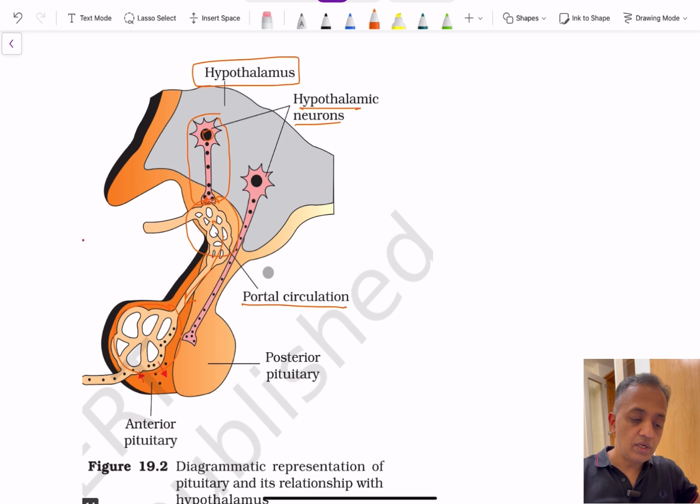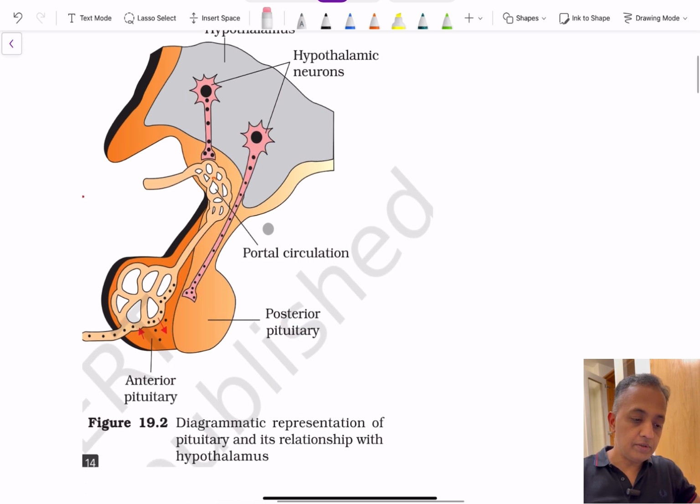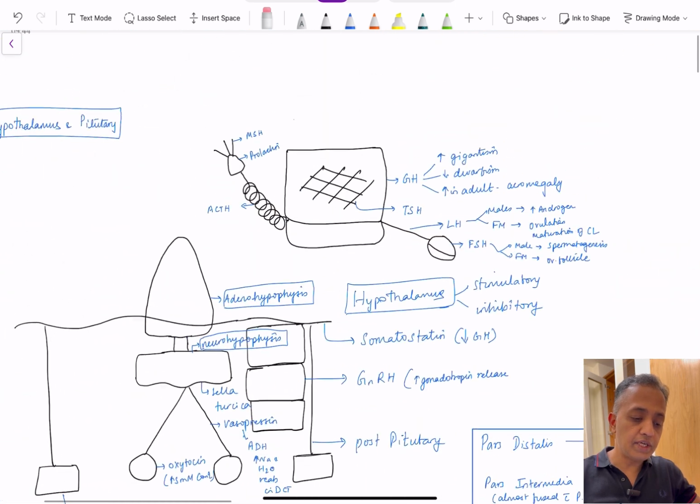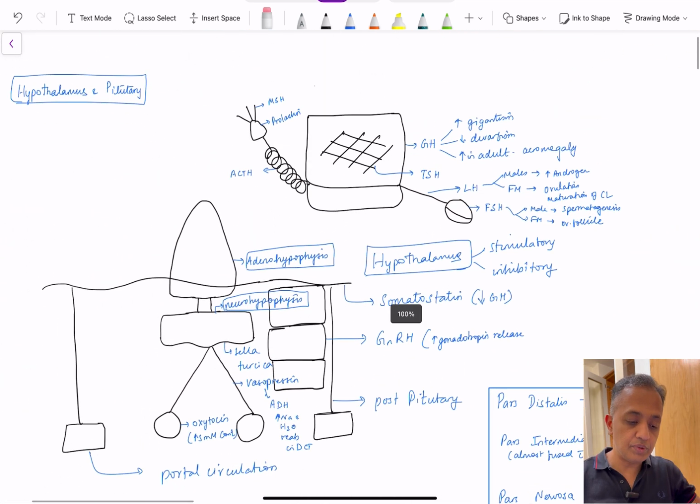Then there's another group of neurons in the hypothalamus where the cell bodies are located in the hypothalamus, but the axons extend all the way directly into the posterior pituitary. So the posterior pituitary is under direct control of the hypothalamus, whereas the anterior pituitary has this portal circulation. I hope that's clear. It's important to understand the concepts here. All right, so let's go into the GAMT for the hypothalamus and the pituitary.